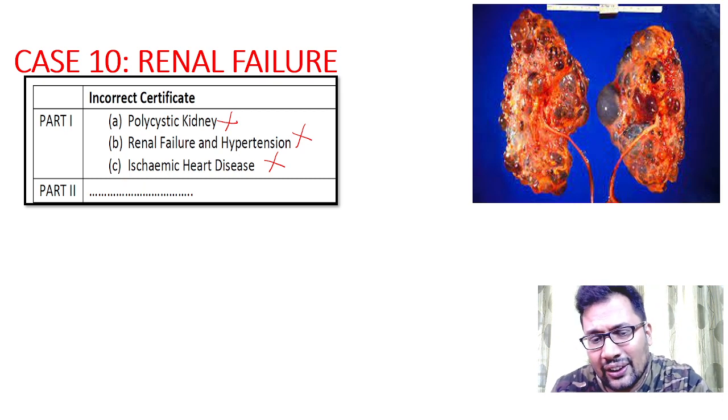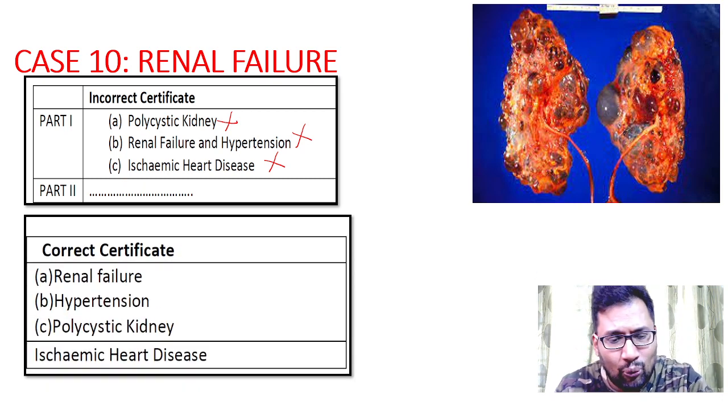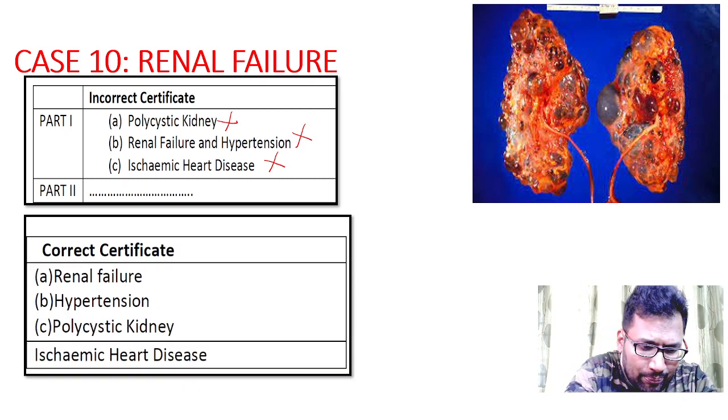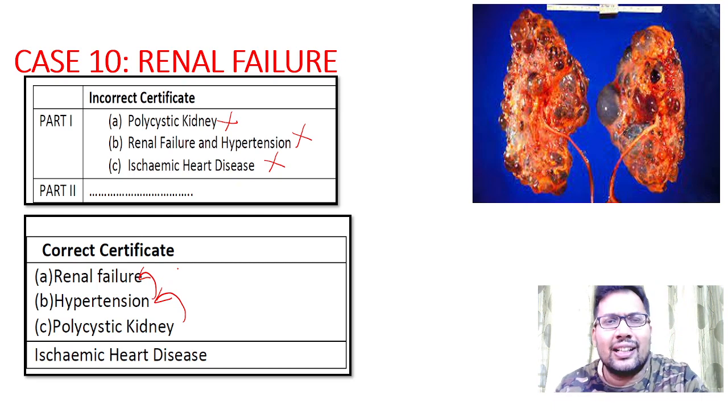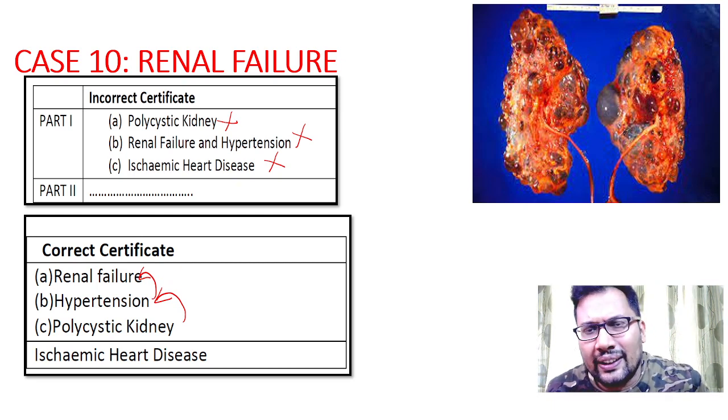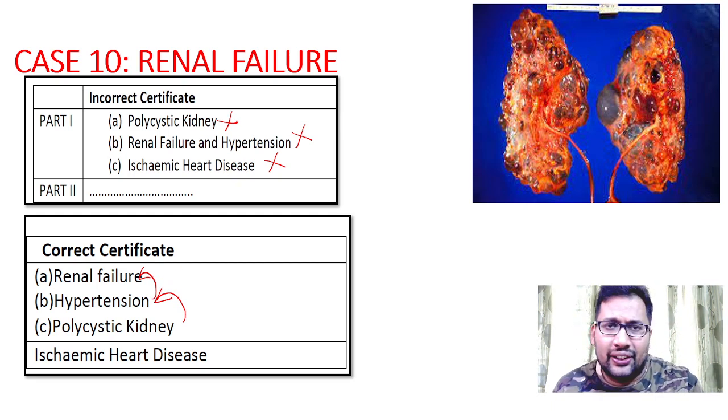So this is a case of renal failure. Why renal failure? Renal failure because of hypertension. Why is there hypertension? Because of polycystic kidney disease. And there is another significant condition, ischemic heart disease. Okay, so those were 10 examples.